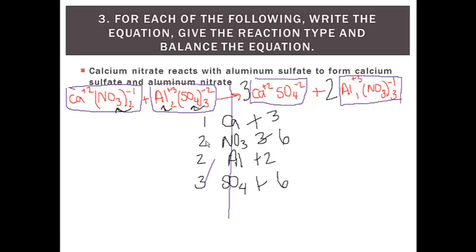So now let's fix the other side. So I've got 3 calcium and 1 calcium. So if I put a 3 here, that becomes 3 calcium. 3 times 2 gives me 6.